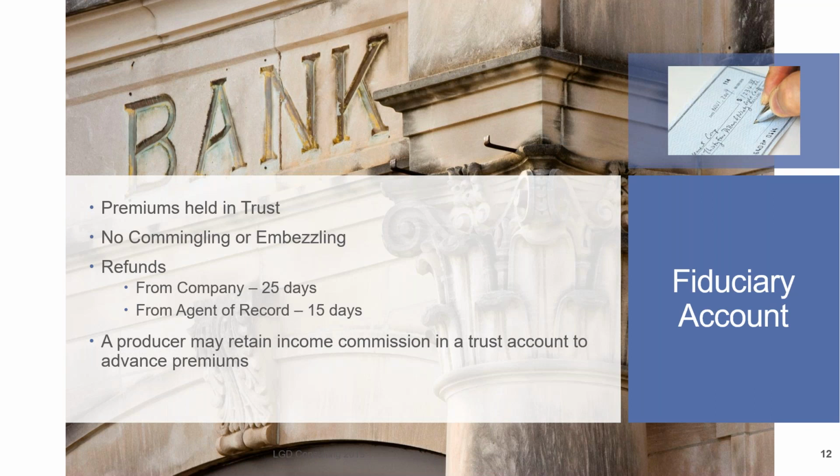A producer may retain income commission in a trust account to advance premiums. And so what's happening here is you have this checking account. You have a customer that you sell a policy to on the first of the month. You have an agreement with an insurance company that you get to keep 20%. So the customer, let's just say, pays $100 at the beginning of the month, 80% or $80 you send to the insurance company, $20 sits in this account until the end of the month when you pay your agent their commission. So that $20 is sitting in a non-interest bearing checking account for 30 days.